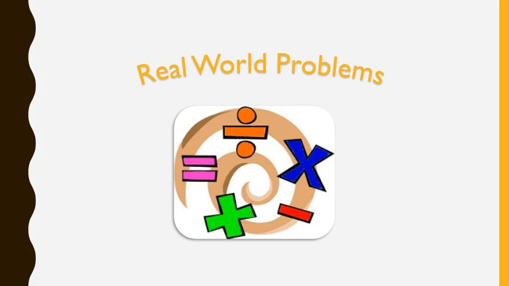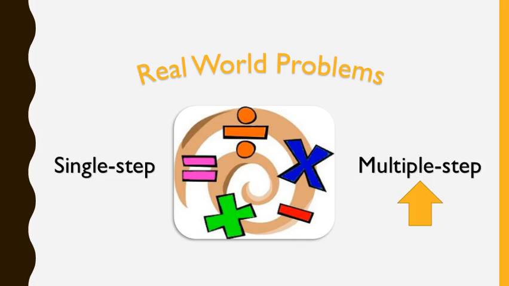So sometimes the real world problems are single step. You just have to do one thing and you get the answer that you're looking for. Sometimes it's multi-step. So you may have to add a few things and then subtract to get the answer that you're looking for. So we're going to practice both types of real-world problems.